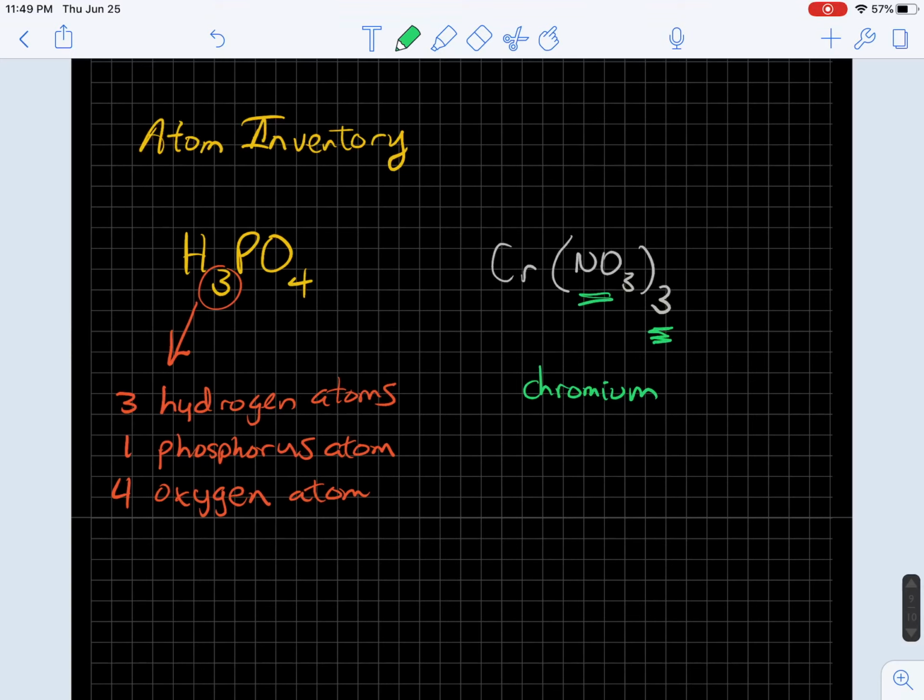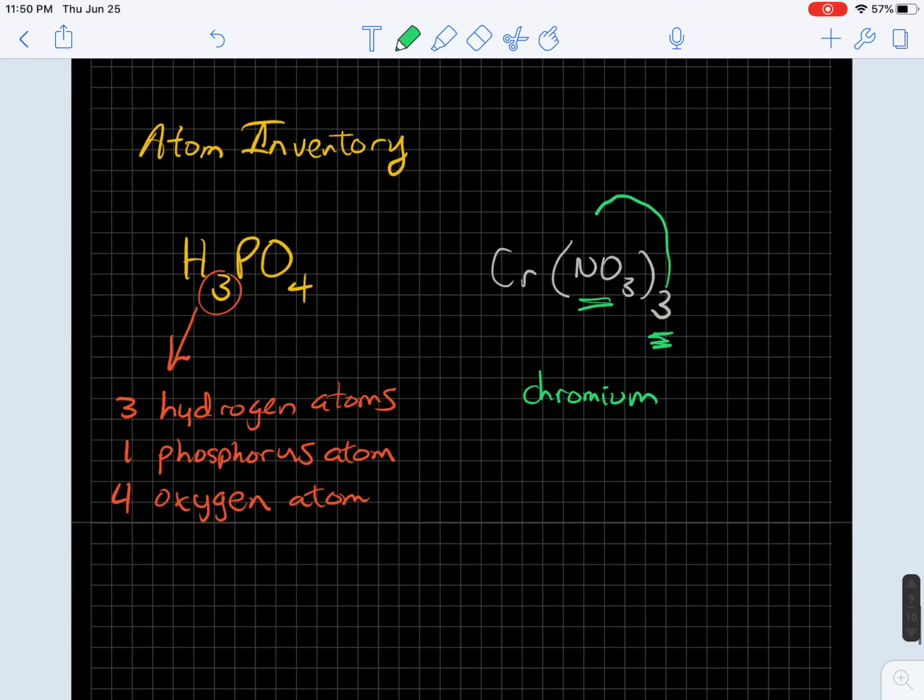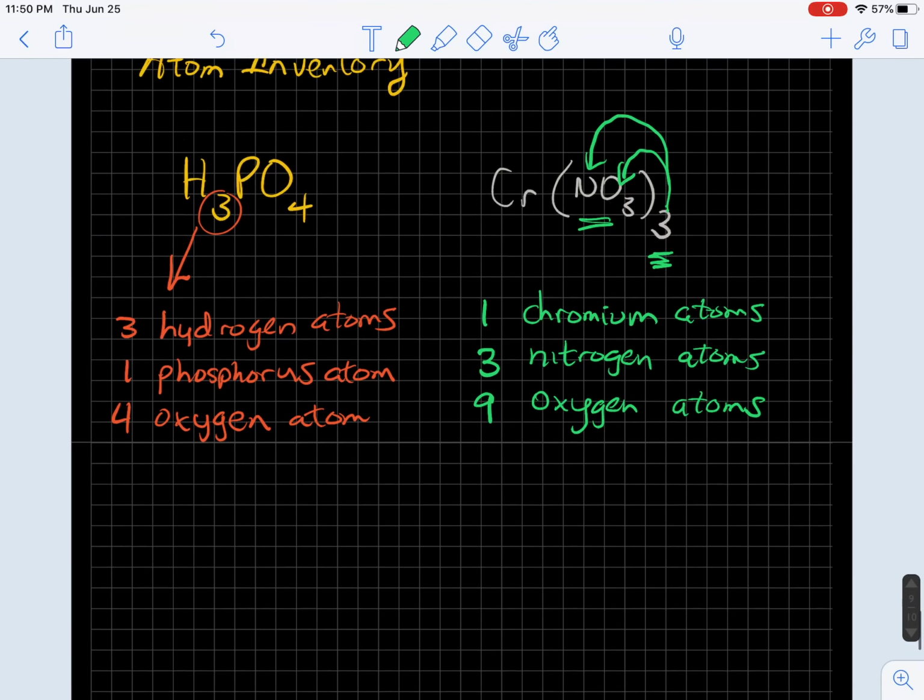Now, as far as the group, what it's saying is we have 3 of that group. That group is something called the nitrate group. And so what you do is you take the 3 and you distribute. It's a little different than algebra, but it's the same sort of concept. We're going to distribute the 3 to each of these individually. So we have nitrogen, and we have oxygen, and there's 1 chromium atom. However, there's 1 times 3, 3 nitrogen atoms. And then 3 times 3 on the oxygen atoms gives me 9. I just have to write in the word atoms because it's annoying when people don't.